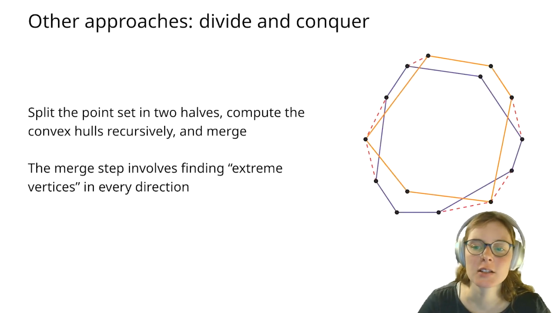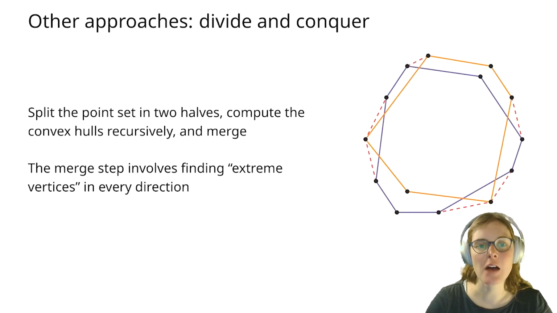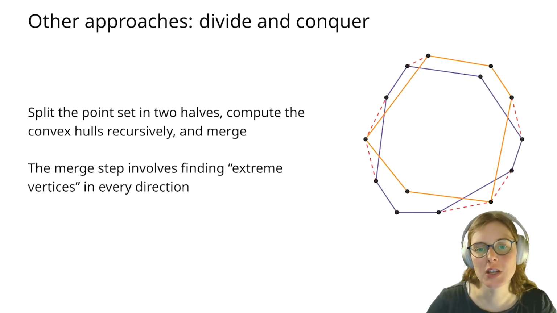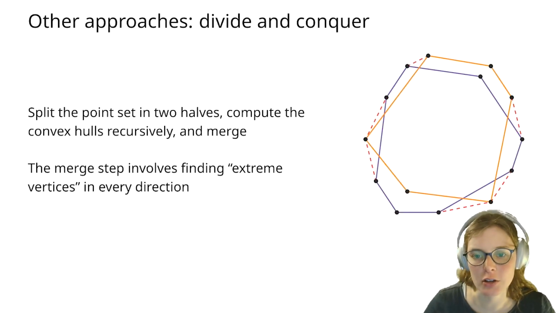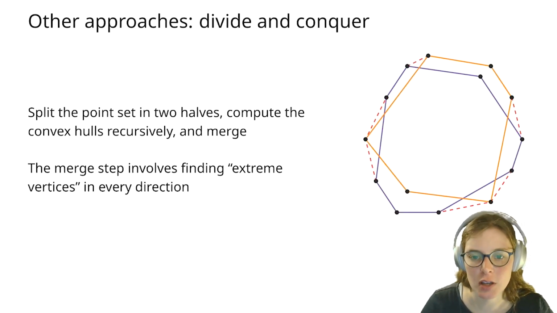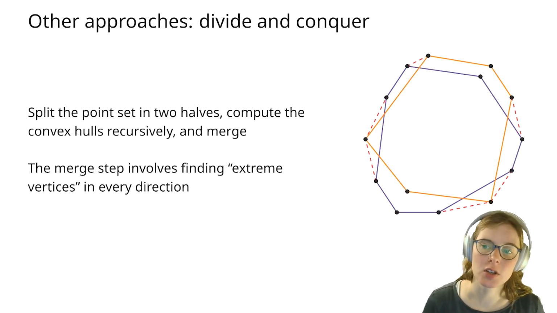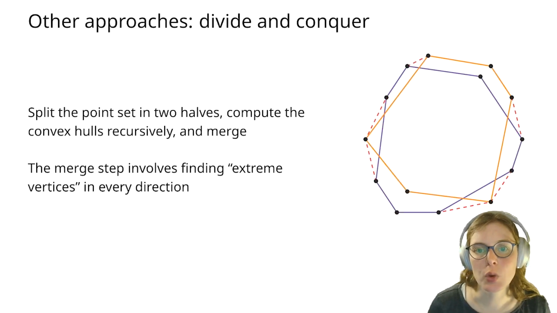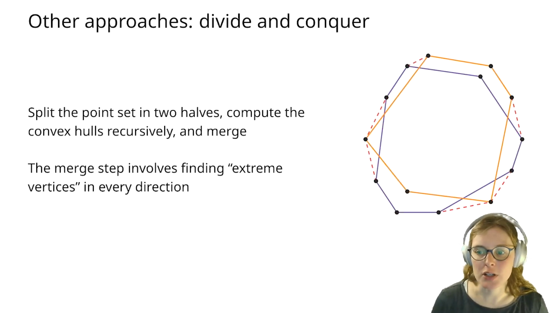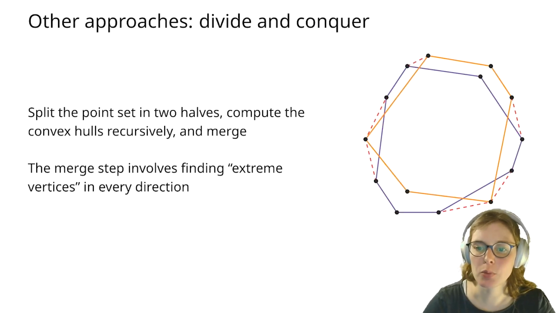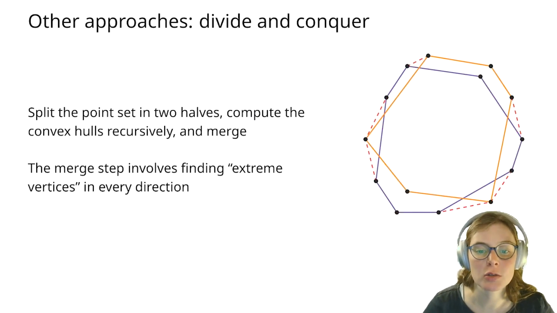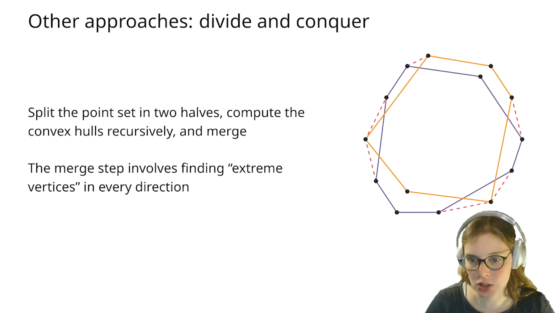There are other techniques to compute convex hull that we haven't covered. A natural approach to take here is to consider a divide and conquer approach, where we recursively partition the input set of points into two subsets, solve the problem on each subset, and then merge the solution. Depending on how we partition the input set of points into two subsets, we can encounter different challenges. For example, if we arbitrarily split the points into two parts, like you can see in the image, then to merge the two solutions, we will need to find extreme vertices in each direction.